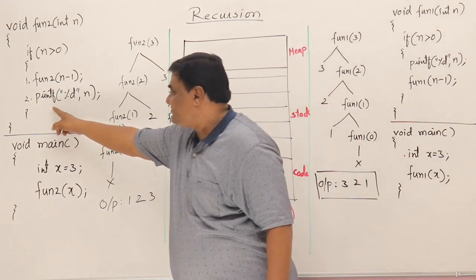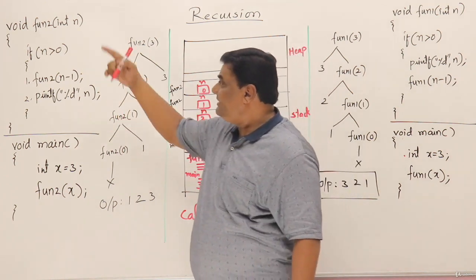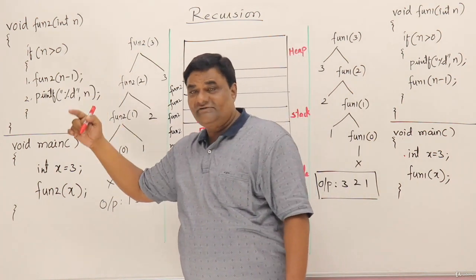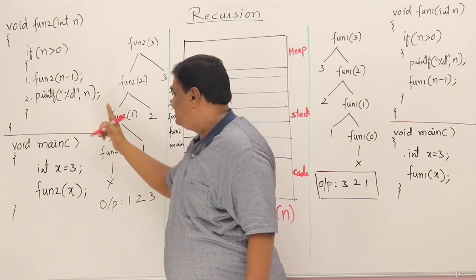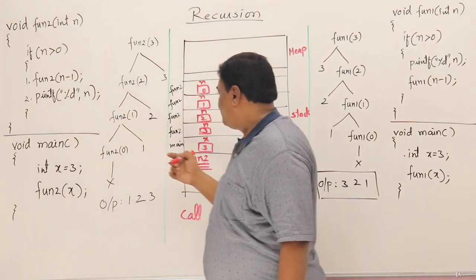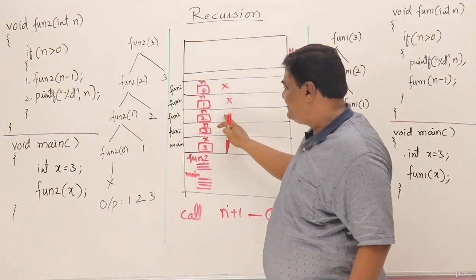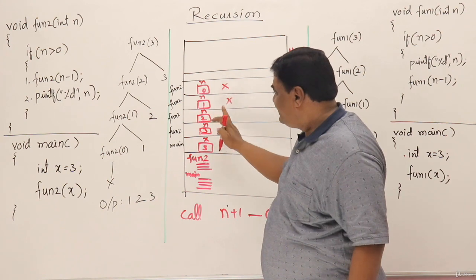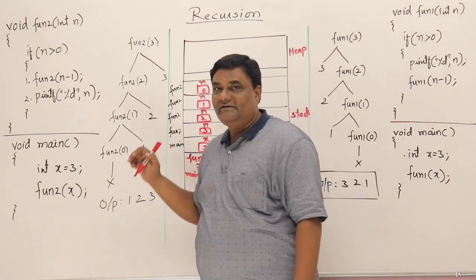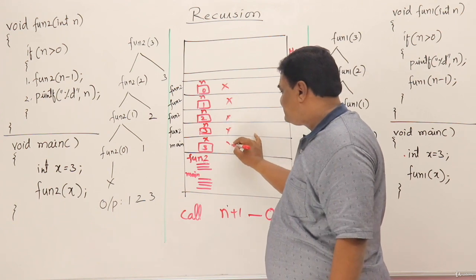And once it has finished, it will come out and this activation record is deleted. It will go back to the previous call. In the previous call, again it has finished the first line. Now it has to do this. So print n. So what is the value of n now? The topmost activation record in the stack, you can see now n value is 2. So 2 is printed. Likewise 3 is printed and all these activation records end.